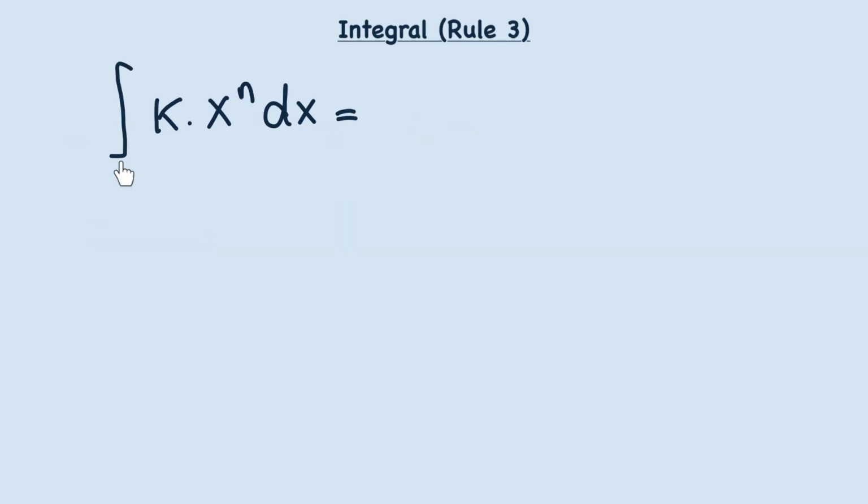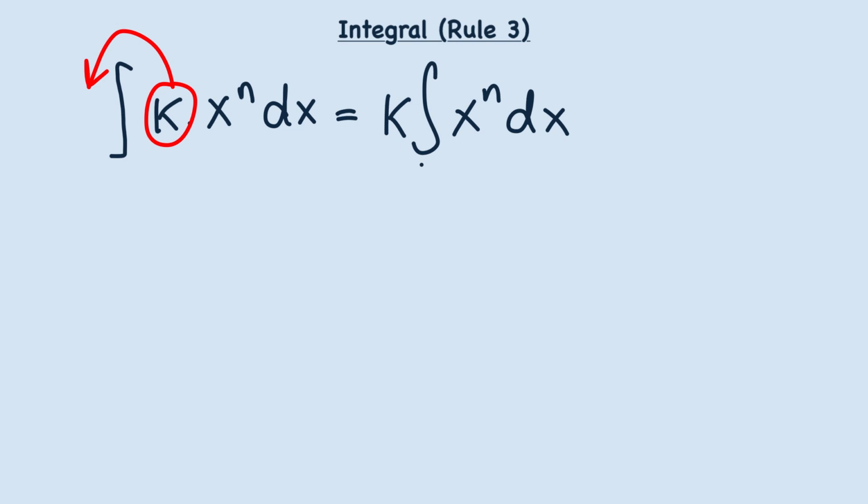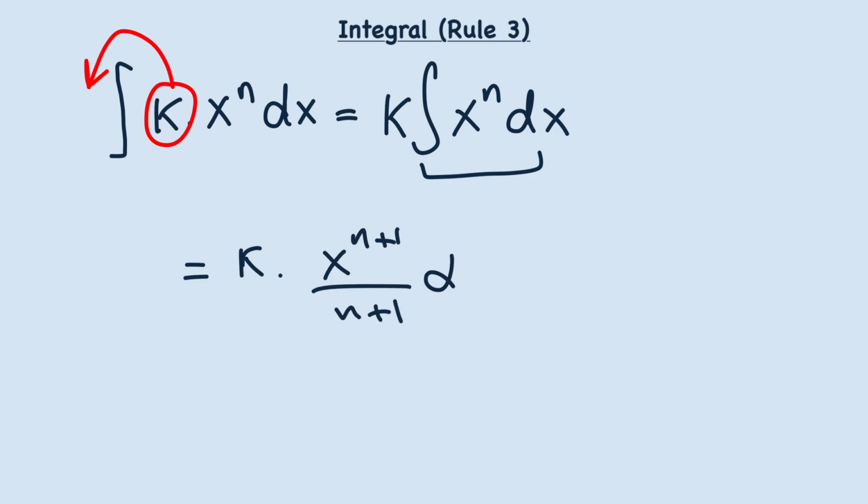Now, what if we have the integral of k times variable to the power n dx, where k is a number? In this case, we can take the k out of the integral. So the answer will be k times the integral of x to the power n dx. Then we can solve normally for this integral. So it will be k times x to the power n plus 1 divided by n plus 1.